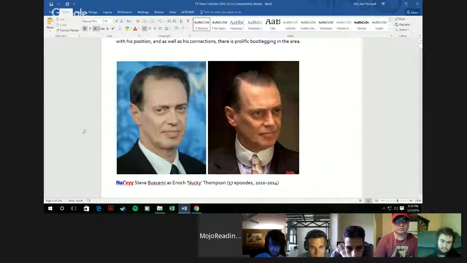Naiji, Steve Buscemi as Enoch Nucky Thompson. Naiji males, they'll have that Nai detached look that was mentioned earlier with the Nai-Z. Bruno mentioned that. They'll also, when they look at a certain point, it kind of is looking straight through you, like a big picture observation of the person, at their core. You can tell that in their eyes.